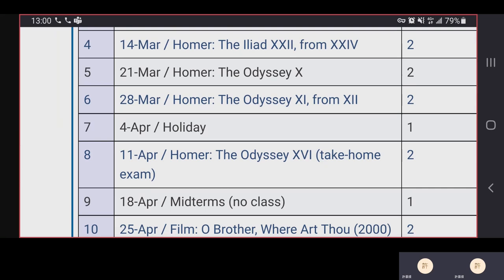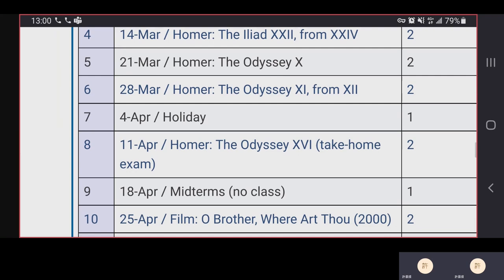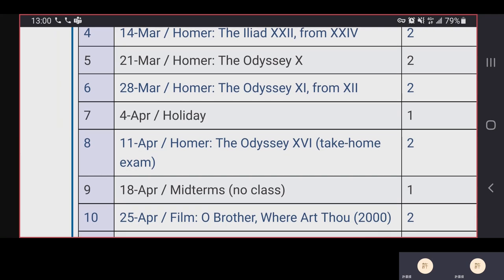Starting from week five, we'll be reading the second Homeric epic, the Odyssey. And usually that's just translated as Odyssey. The Odyssey is the story of one of the Greek heroes from the Trojan War, Odysseus. They fought the war for 10 years, and it took Odysseus another 10 years to get home. So the Odyssey is the story of what happens to him in those 10 years.